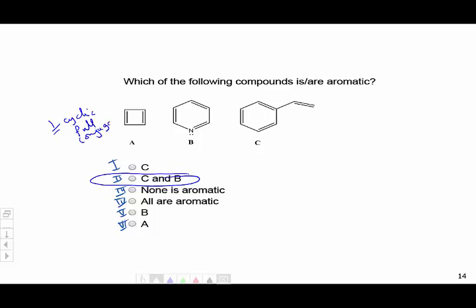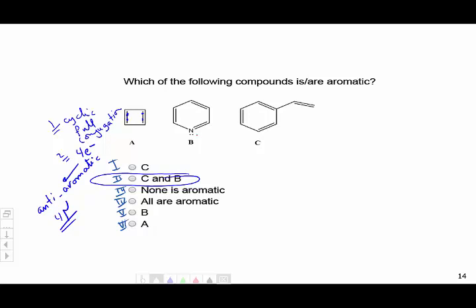Now the second step is counting the number of electrons. We're counting the electrons in the pi bonds: 1, 2, 3, 4 electrons. 4 is anti-aromatic, which is part of the 4n rule.